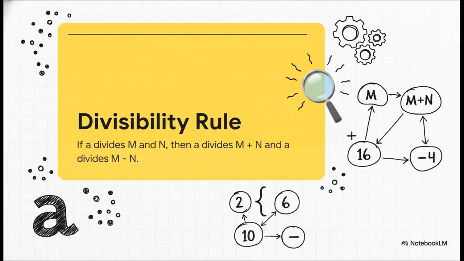Okay, here is the absolute crucial point of this section, this core theorem. If A divides M and A divides N, then A will also divide their sum, M plus N, and their difference, M minus N. Let's make that a bit more concrete. If 2 divides 10 and 2 divides 6, then 2 automatically divides 16, which is 10 plus 6, and it divides 4, which is 10 minus 6. We have just proven a structural rule about how numbers are actually built.